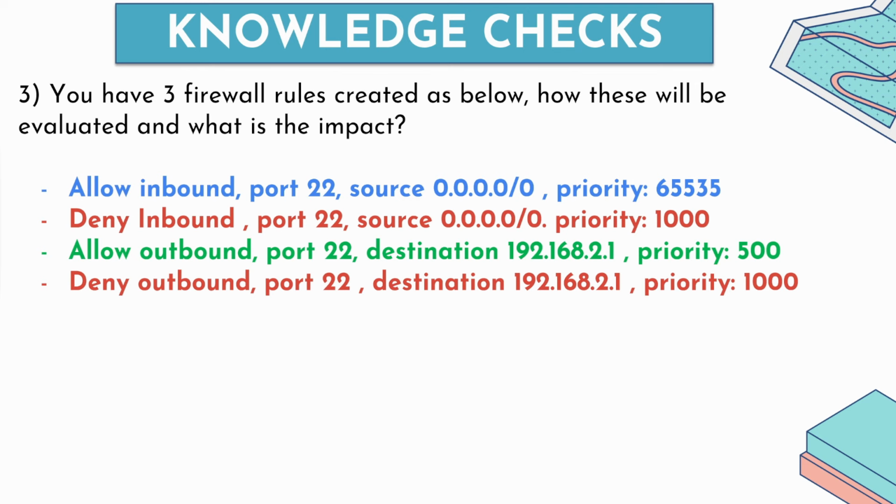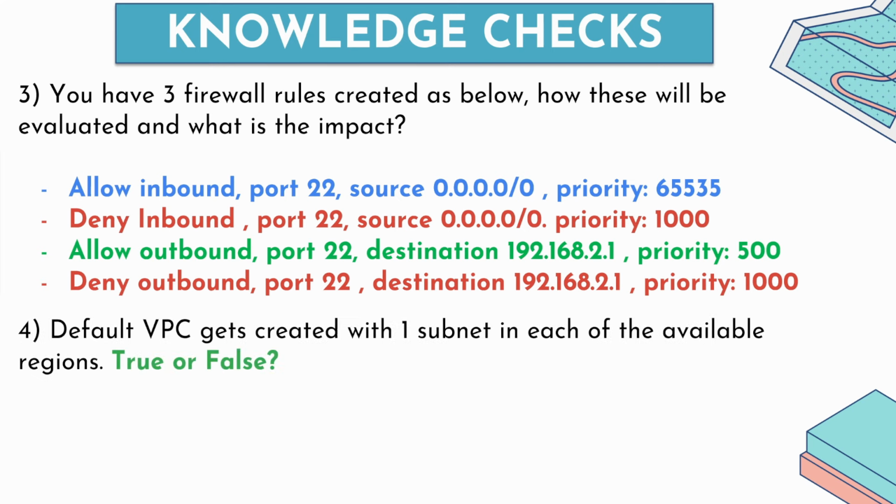Let's say you have 3 firewall rules created as below. How will these be evaluated and what is the impact? Like, which rule will be evaluated first and what would be the outcome once the rule is evaluated? Whether you have allowed access or denied access, what would be the impact of these rules when attached to a GCE instance? Your default VPC gets created with one subnet in each of the available regions. Is that statement true or false?